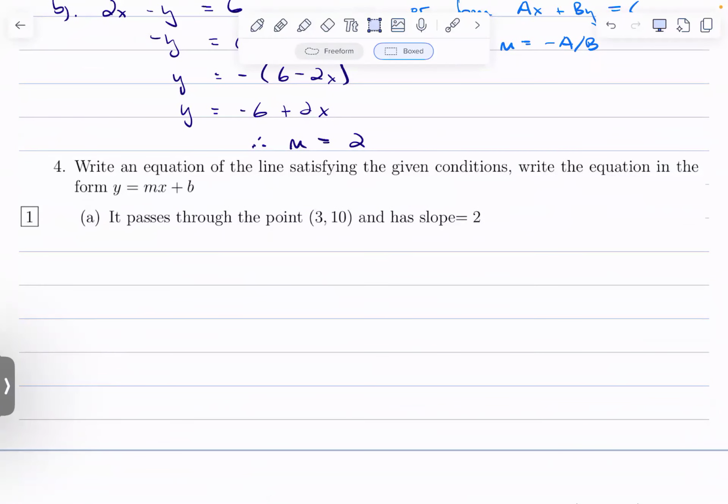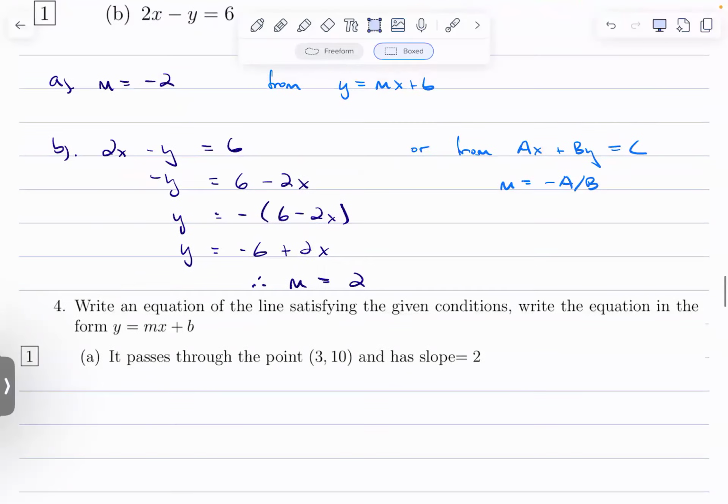An equation of the line satisfying the given conditions, in the form y equals mx plus b. For ax plus by equals c, if you ever ask for that version, you just want to get the constant on the other side. So you move all the x's and y's over to one side and then the c on the other side. I think I have one coming up.